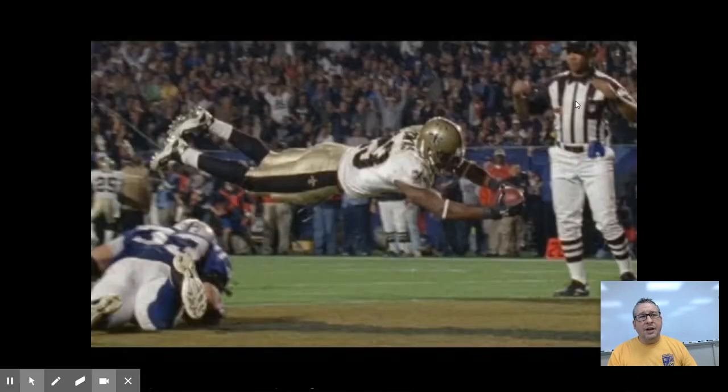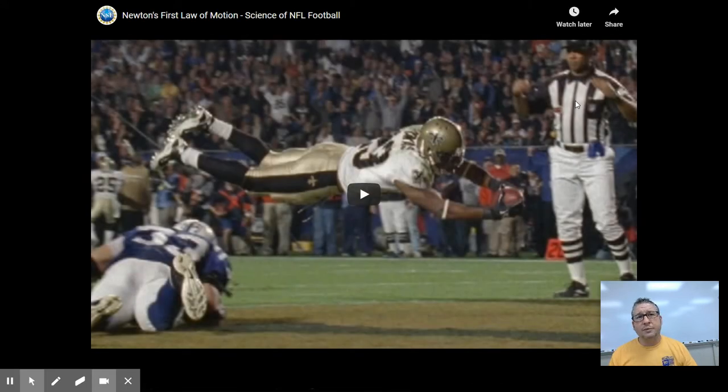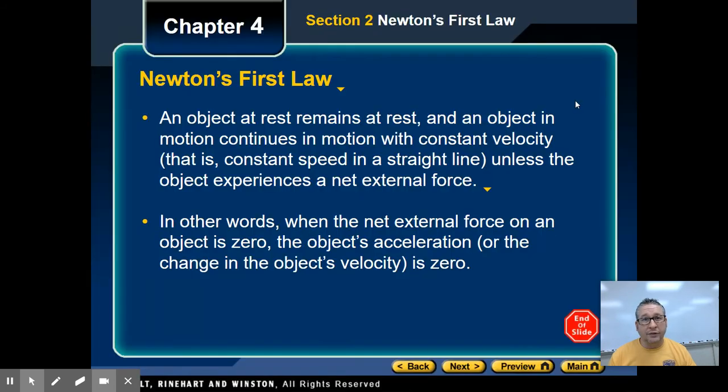So that video right here talks about Newton's first law of motion in the science of NFL football. I don't want to take up any more time. You can look it up. You can see the title of the video in there. It's only about 6 minutes long or so, but you can do that on your own time. Okay, it's just a neat thing to talk about Newton and sport that I would say probably a good number of us do like. Not everyone likes it, but it applies to a lot of real life situations anyway. So take a peek at that if you want to.